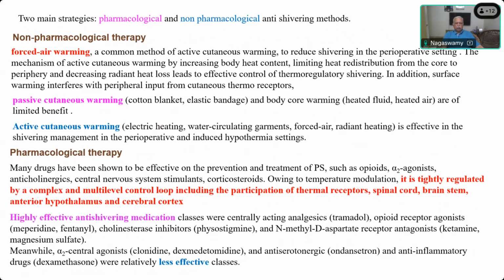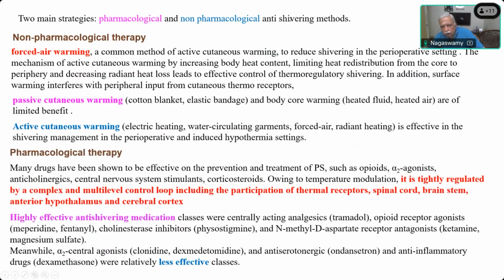The highly effective anti-shivering medications, the first among them, are tramadol or meperidine and fentanyl, cholinesterase inhibitors like physostigmine, and NMDA antagonists like ketamine and magnesium sulfate. These are the most effective drugs. To some extent, lesser effective drugs are clonidine, dexmedetomidine, and ondansetron or granisetron, and anti-inflammatory agents like dexamethasone, all of which have been tried. So these are the points that you have to remember and include in your answer for shivering.